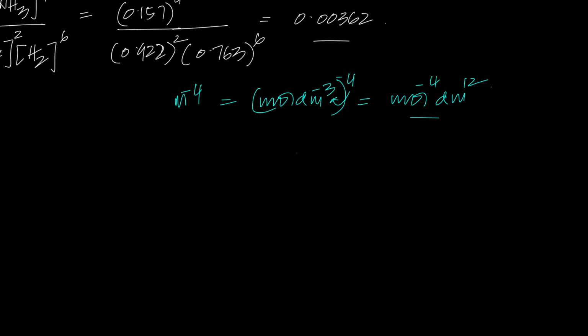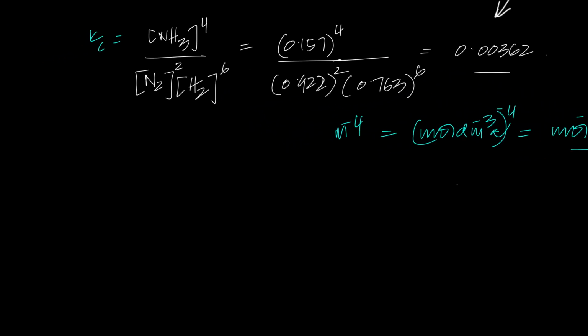So this is where the next relationship has been derived. If I have the Kc value for an equation and I multiply the entire equation with 2, or multiply the entire equation with 3, what would happen if I double the coefficients? It's going to have a squared effect. So the Kc1 that I had would be squared. The new Kc, which I'll call Kc2, would be equal to Kc1 squared.